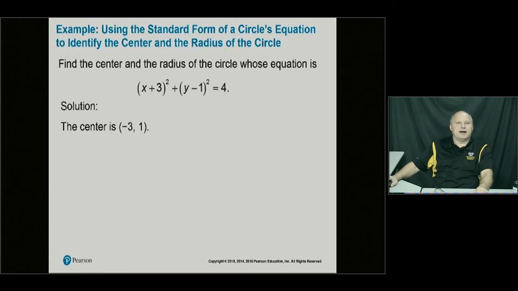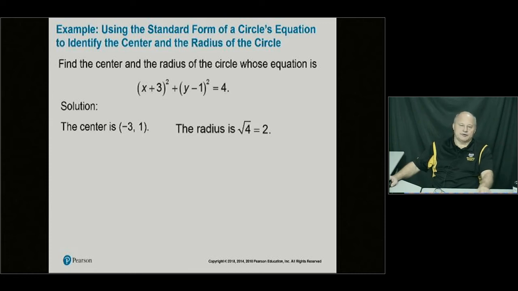Now the radius squared is 4. So what does that make the radius? The square root of 4, which is 2. All right? So simple as that. Now this was an easy one. Sometimes we're going to see in a bit that they're not always in standard form.